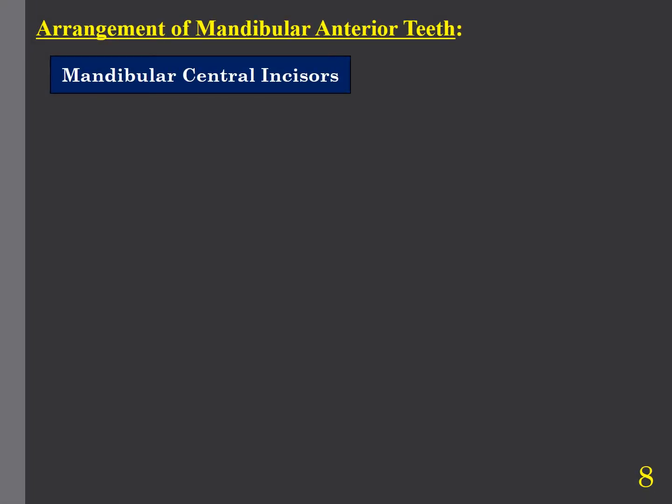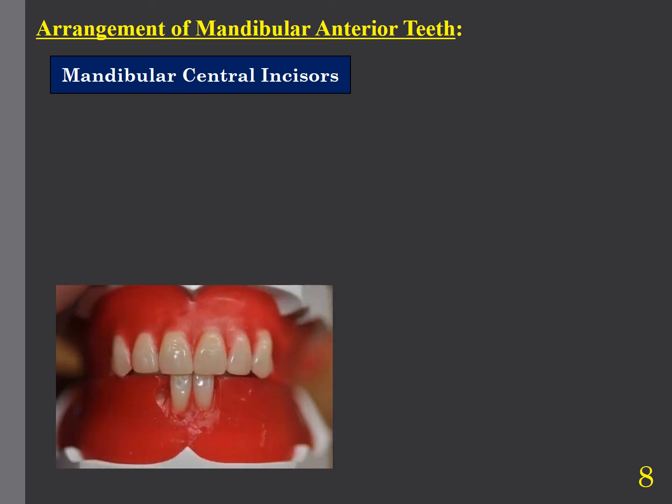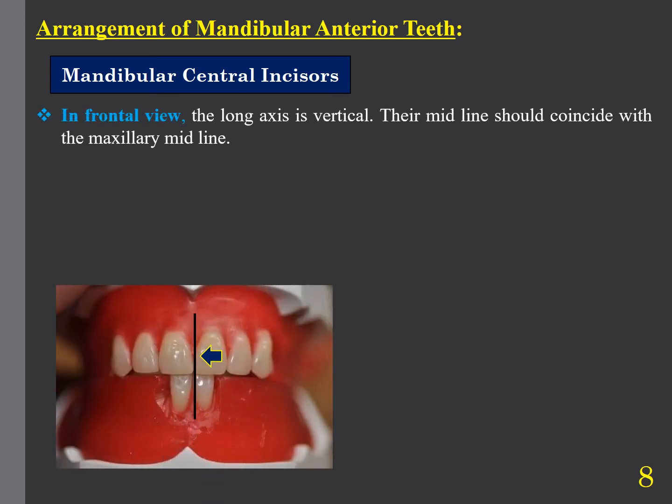Arrangement of mandibular anterior teeth. Also, we have the same criteria used for maxillary anterior teeth. The first tooth is the mandibular central incisor. In a frontal view, the long axis is vertical. Their midline should coincide with the maxillary midline.